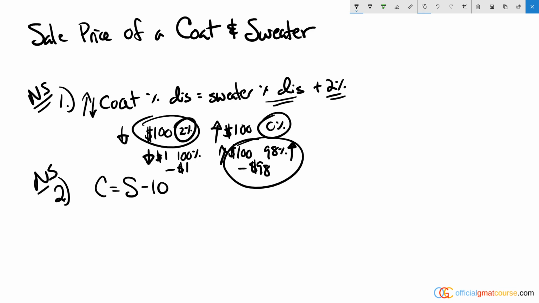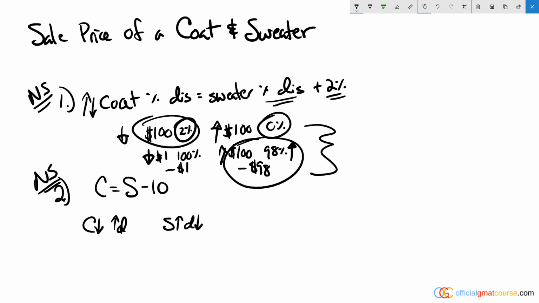Now, statement two is insufficient because it only tells us that the coat was more expensive than the sweater, but we don't know from statement two alone if the sweater had a higher percent discount or a lower percent discount. So if we knew that the coat has a lower price but a higher percent discount, and the sweater has a higher price because it costs $10 more than the coat, but it has a lower percent discount, then it's going to be impossible to determine which of these two was the larger dollar change.